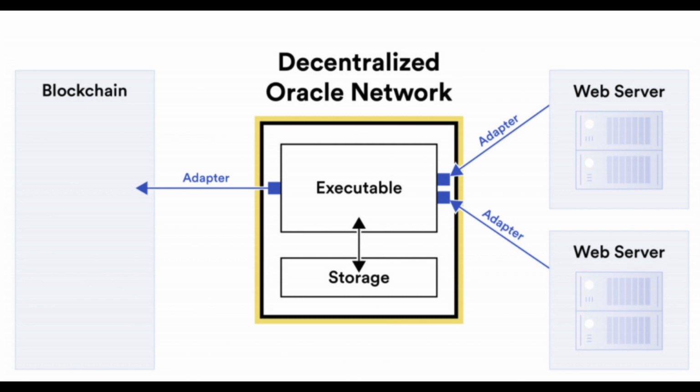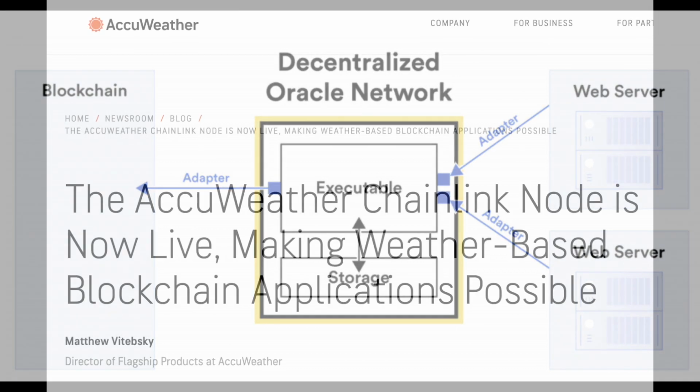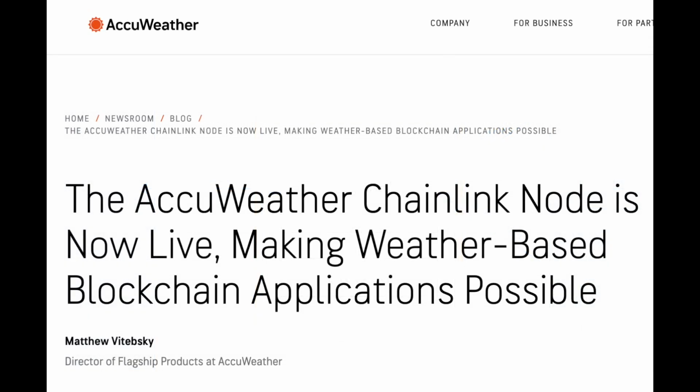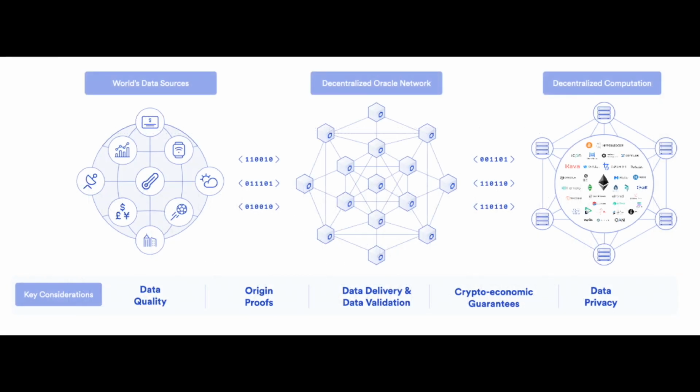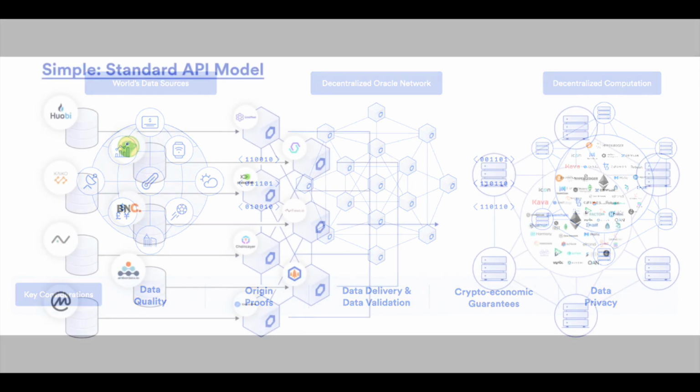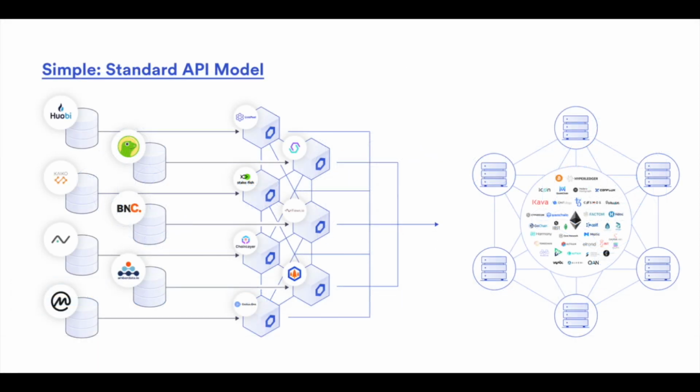They can provide a variety of different types of data, including financial data, sporting event results, weather data, and more. They are a key infrastructure component of the blockchain ecosystem and are used in a wide range of applications, including financial services, supply chain management, and voting systems. What Chainlink does, essentially, is connect smart contracts on the blockchain to external data sources and APIs.